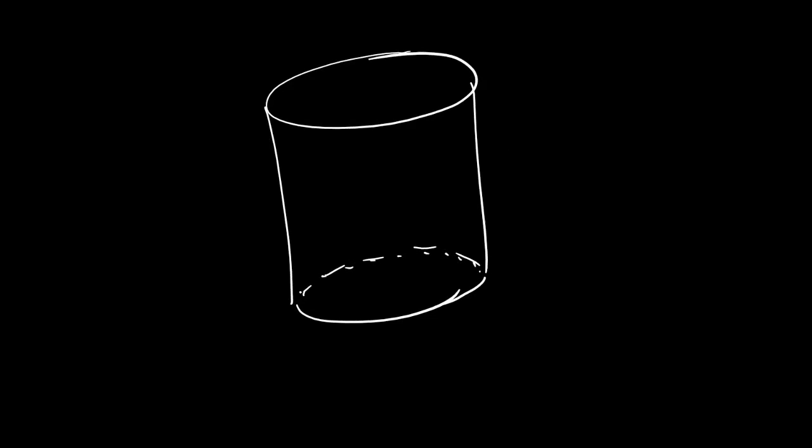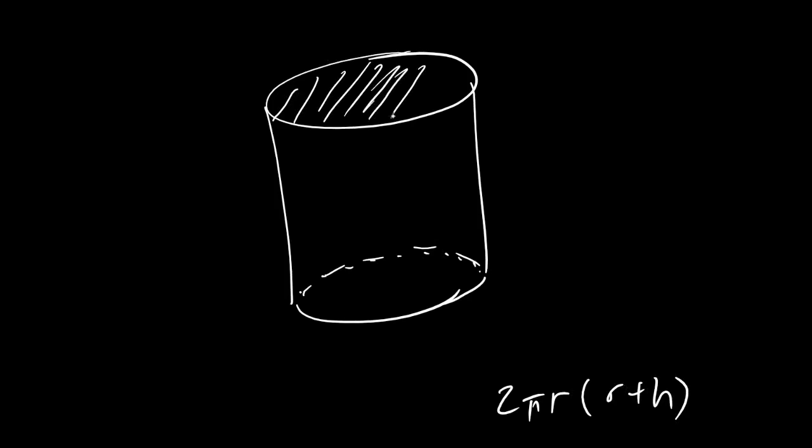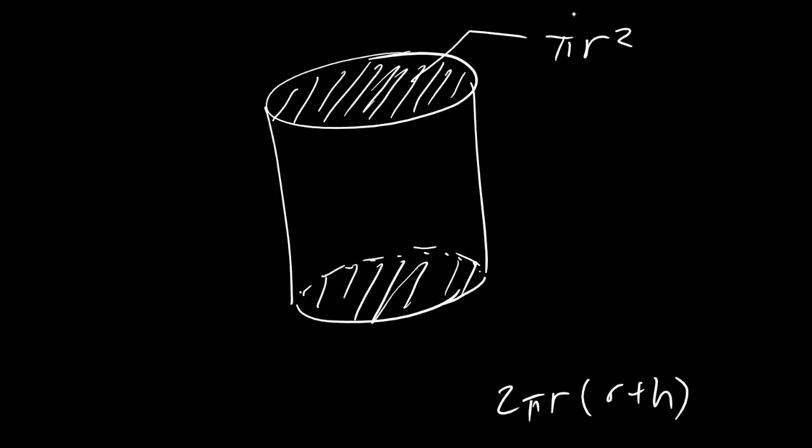Okay. So let's first talk about why it's actually 2 pi r times r plus h. So to find the surface area, we need to look at this. What is that? It's a circle. That's 2 pi. Oh, actually, no. That's circumference, isn't it? That's pi r squared. But guess what? We have 2. So that becomes 2 pi r squared.